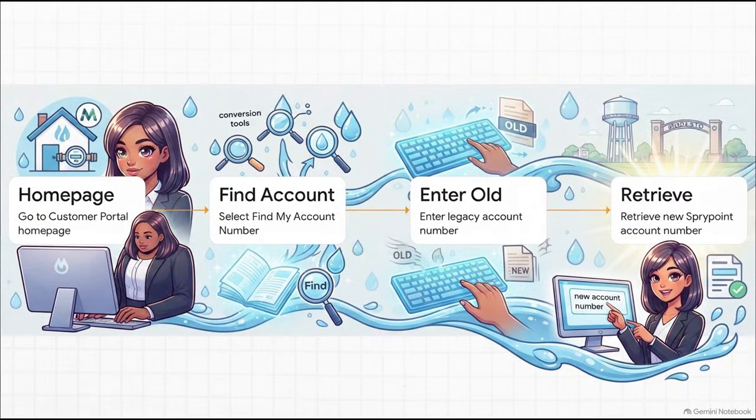The actionable solution here is to use the Find My Account Number conversion tool directly on the portal homepage. All you do is type in your old legacy account number, and the system will instantly retrieve and display your new pinpoint account number. Then you can just use that new number to complete your registration. No waiting on hold required.